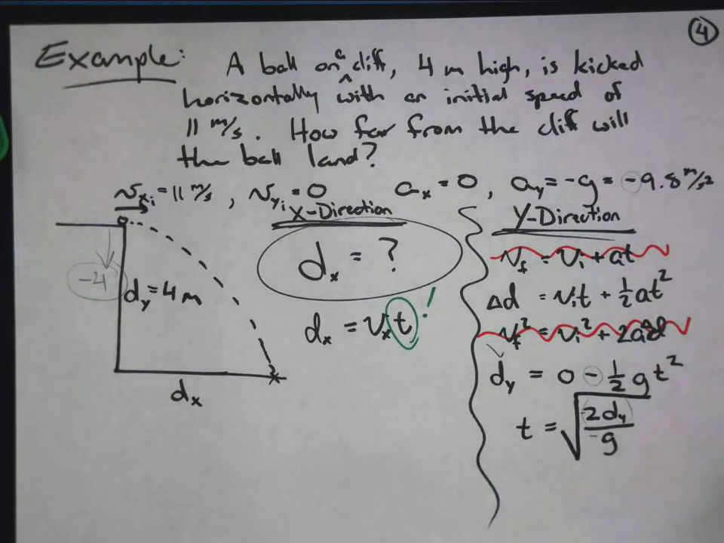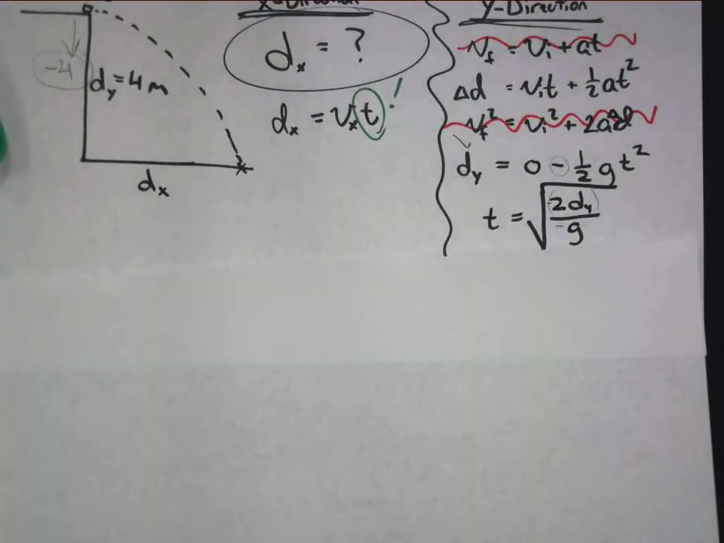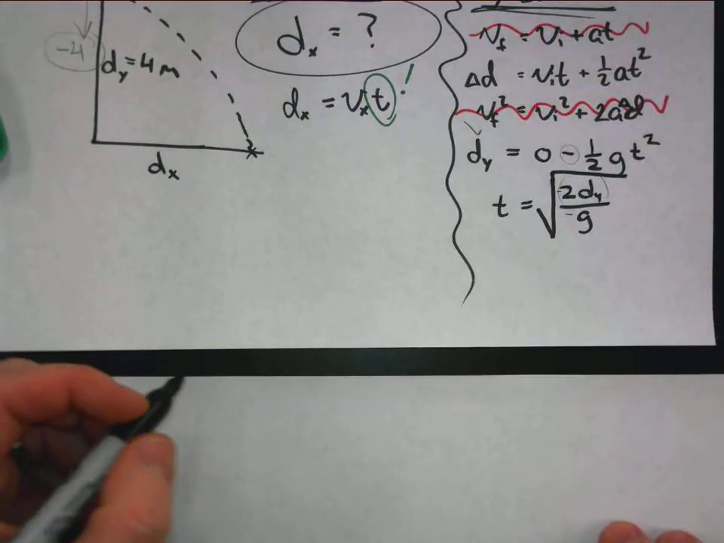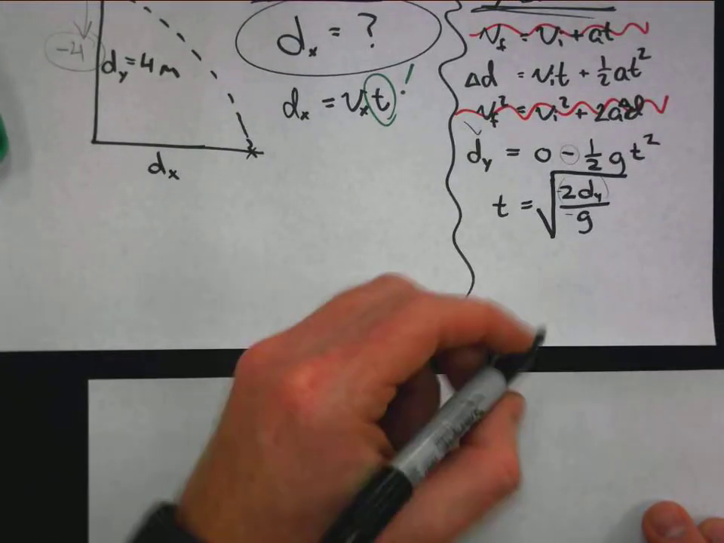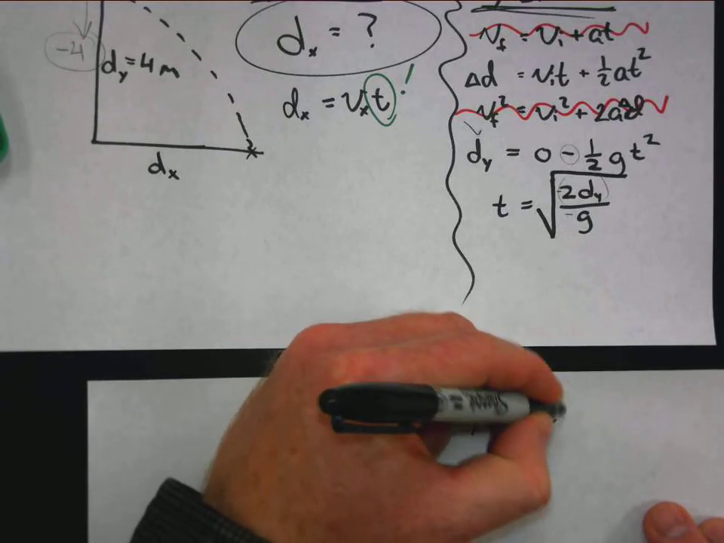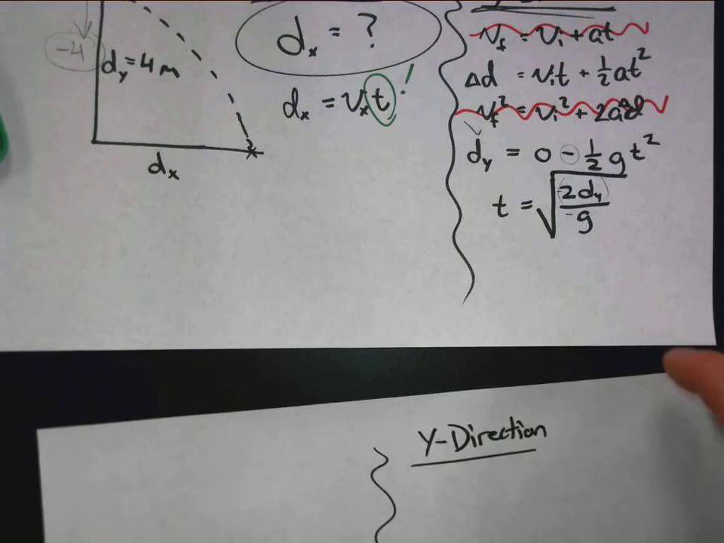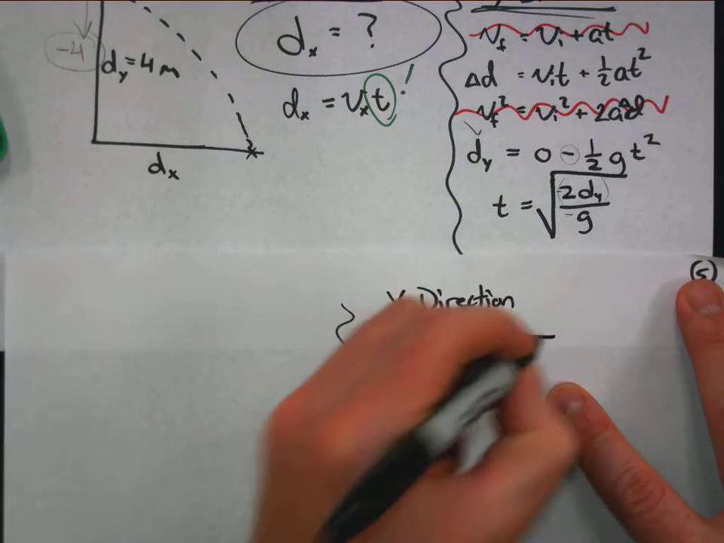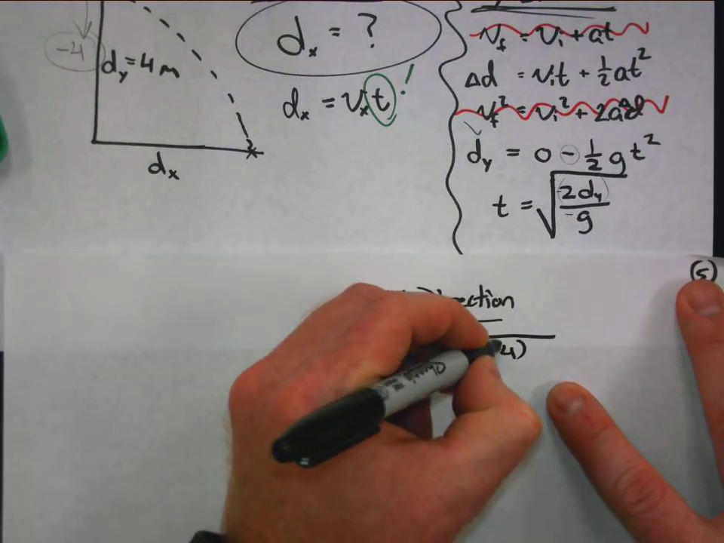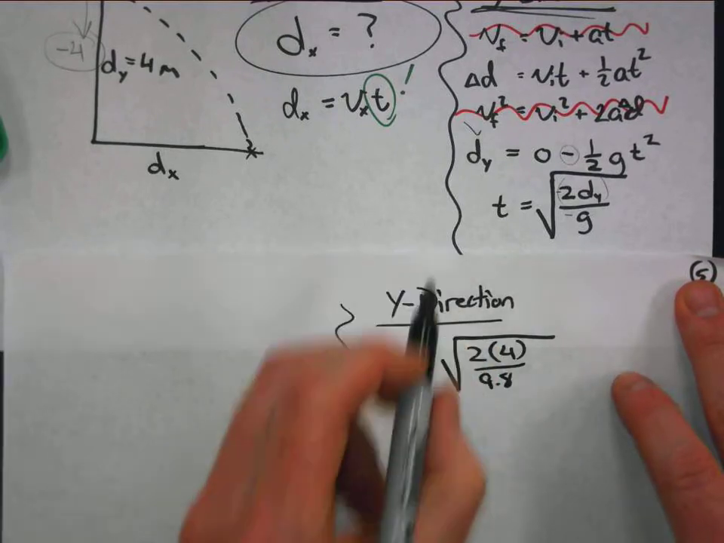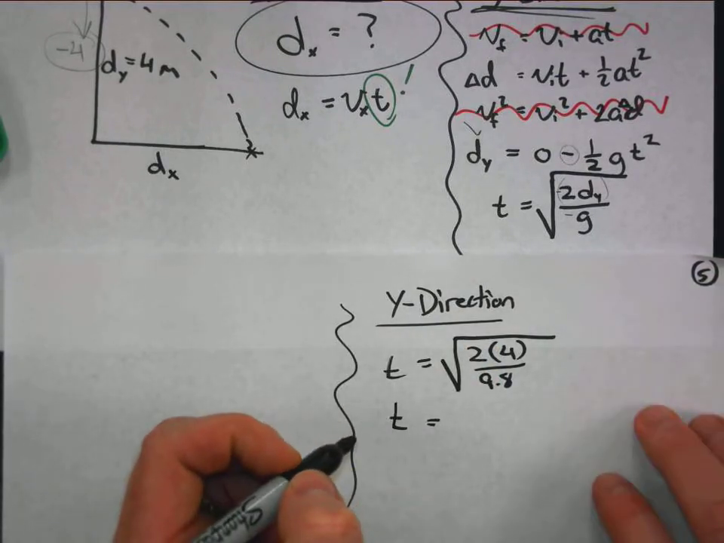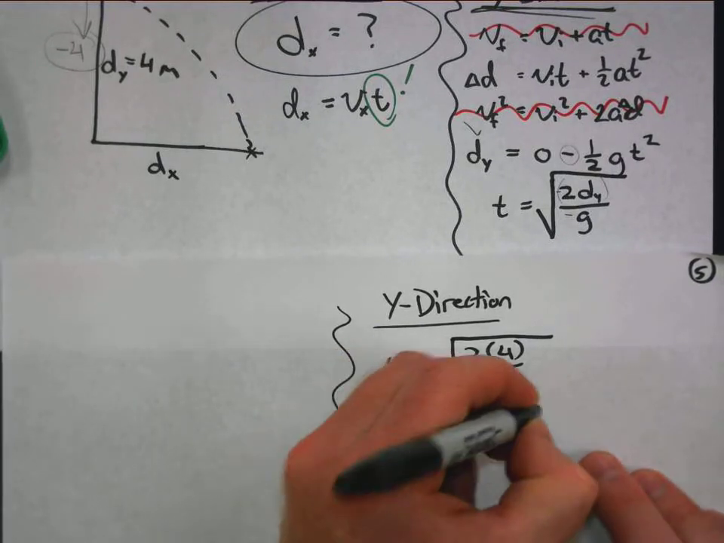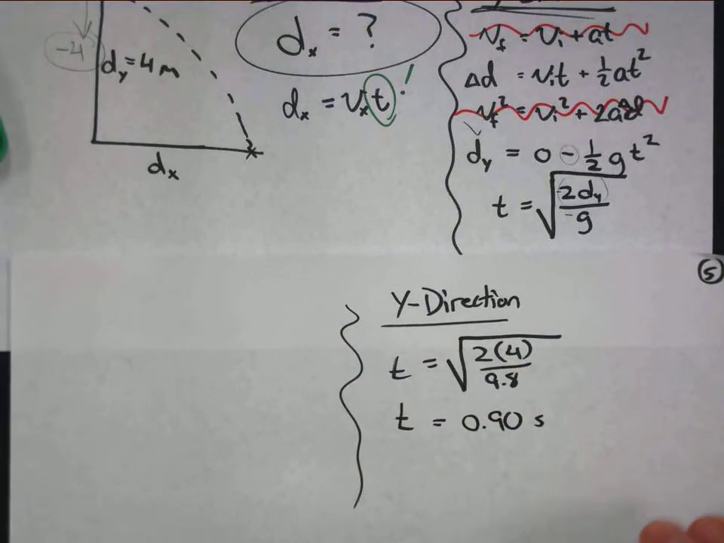So before I run out of space on this paper, I'm going to start here. Or I'll finish here is really what's going to happen. I have, remember, keep it separate. This is my y direction stuff. I'm going to solve for time. And so I have 2 times that 4 meters divided by the 9.8, and that's all under the radical. The time that I get is 0.90 seconds. Okay. Now that's not the answer I want.